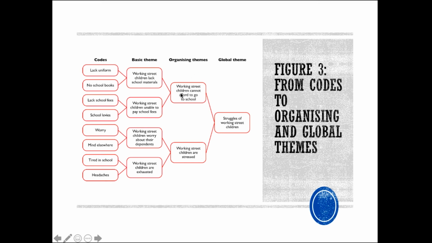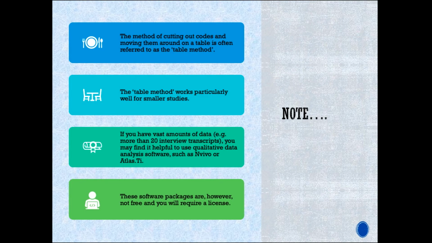Then from these two themes, we come out to a global theme, and this is the title, or the conclusion: the struggles of working street children. So how they struggle leads you to all of this. So this is a complete understanding. You see, from one picture, added by other interviews or transcripts, you can bring a meaningful explanation of the concept. So you must know that the method of cutting out codes and moving them around on a table is often referred to as the table method, as I explained.